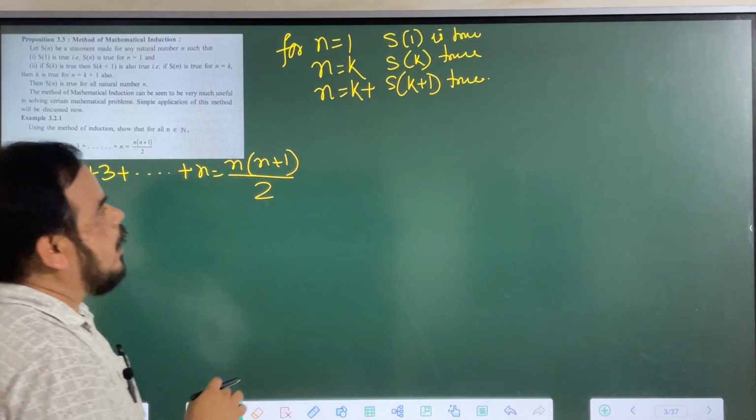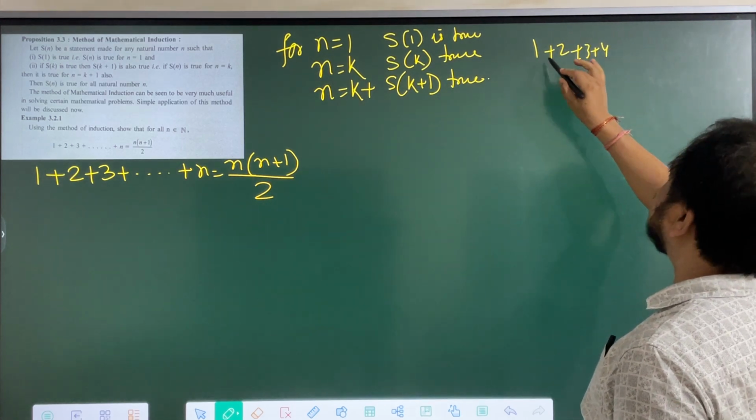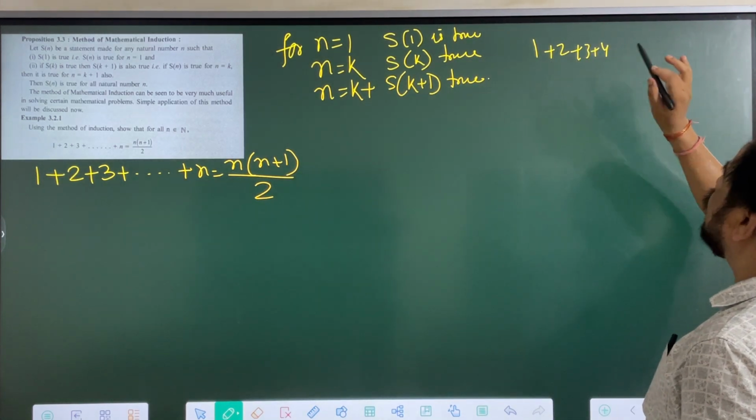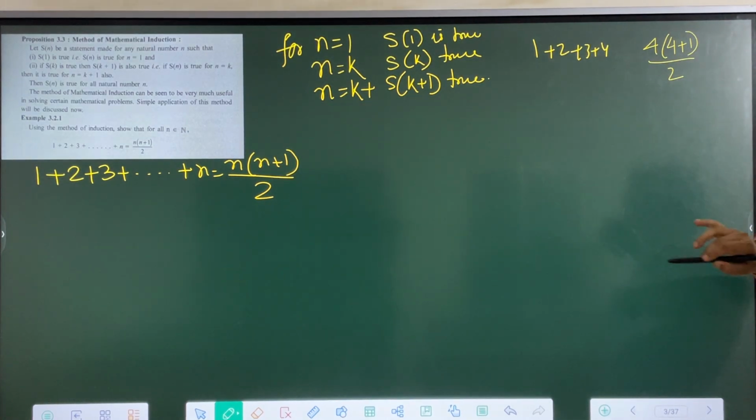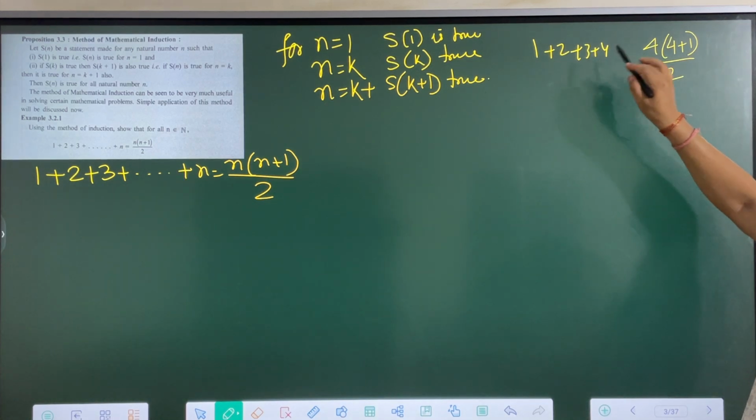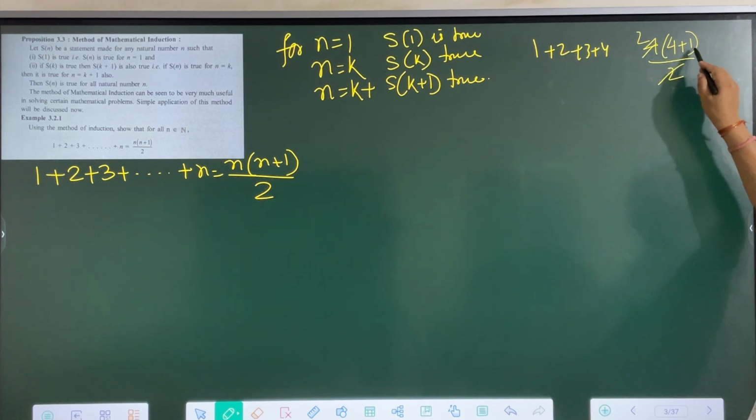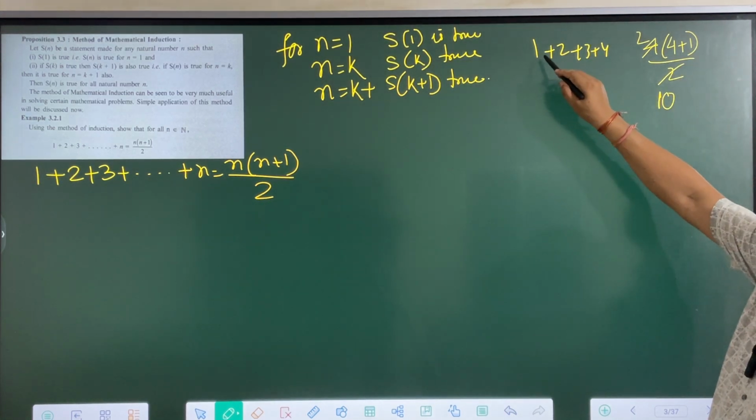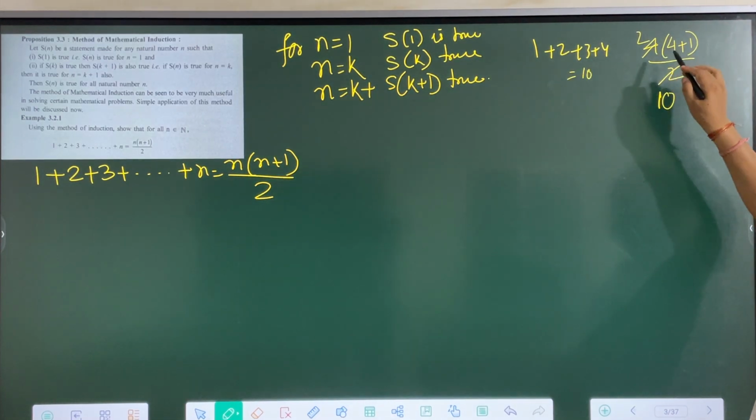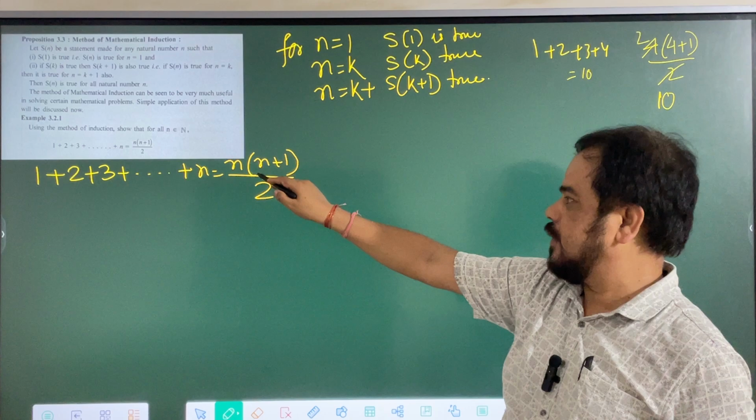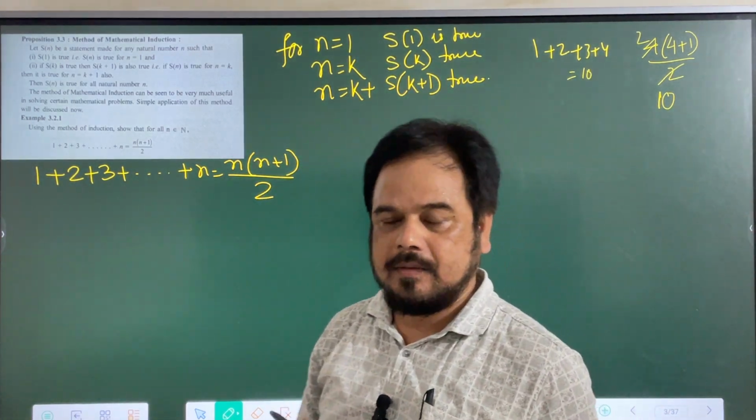Look here. Suppose there is written 1 plus 2 plus 3 plus 4. So what is the sum of these numbers? How many terms? 4. So 4 into 4 plus 1 by 2. 4 plus 1 is 5, 5 into 2 is 10. If we add 1 plus 2, 3, 3 plus 3, 6, 6 plus 4, 10. So by applying this formula, we can add any serial natural numbers.